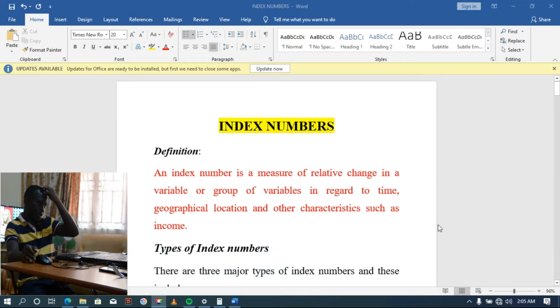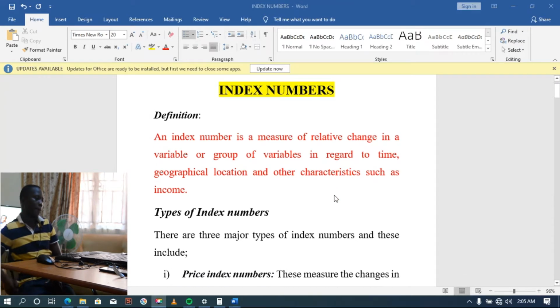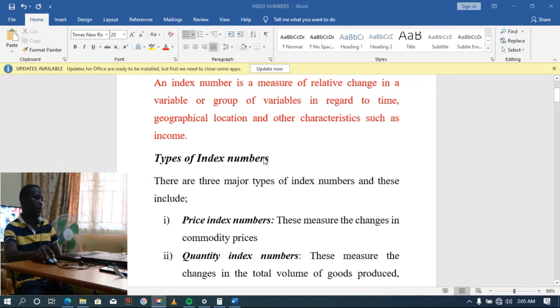So today we want to look at index numbers, indices. An index number is a measure of relative change in a variable or group of variables in relation to time, a geographical location, or other characteristics such as income. We've got some types of indices. For example, we have price indices, quantity indices, and value indices, as we're going to see. So, types of index numbers.